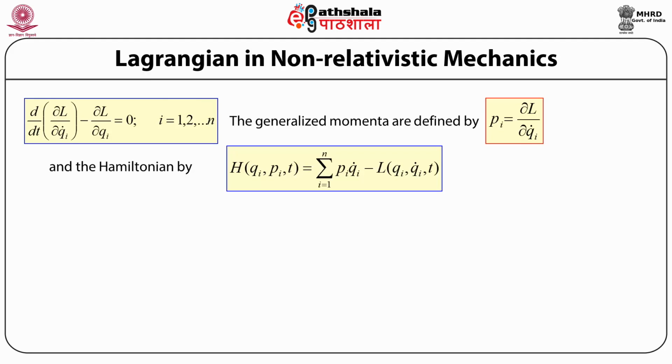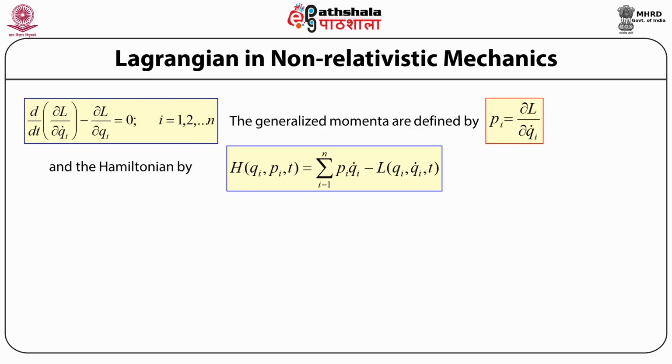Given the Lagrangian L(q_i, q_i dot, t) of a system, we can define the Hamiltonian H. Whereas the Lagrangian is a function of generalized coordinates and generalized velocities, the Hamiltonian is to be regarded as a function of generalized coordinates and generalized momenta, defined by p_i equals del L by del q_i dot. The Hamiltonian is defined in terms of the Lagrangian as H(q_i, p_i, t) equals the summation over i from 1 to n of p_i q_i dot minus L(q_i, q_i dot, t).